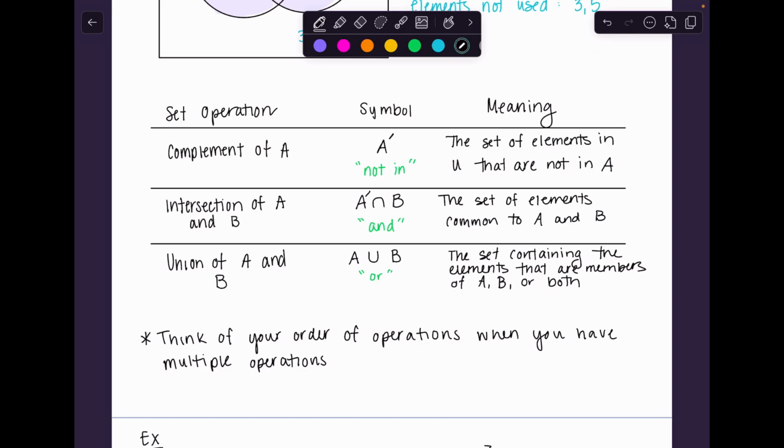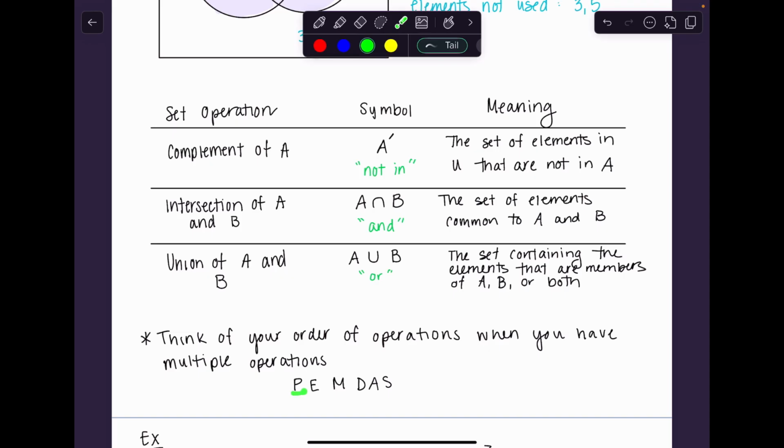I could say let's take A complement intersect B. I could say take A union B and then take the complement. You have a lot of possibilities for set operations. So the thing you want to think of is your order of operations. We have that phrase, please excuse my dear Aunt Sally, which is PEMDAS.